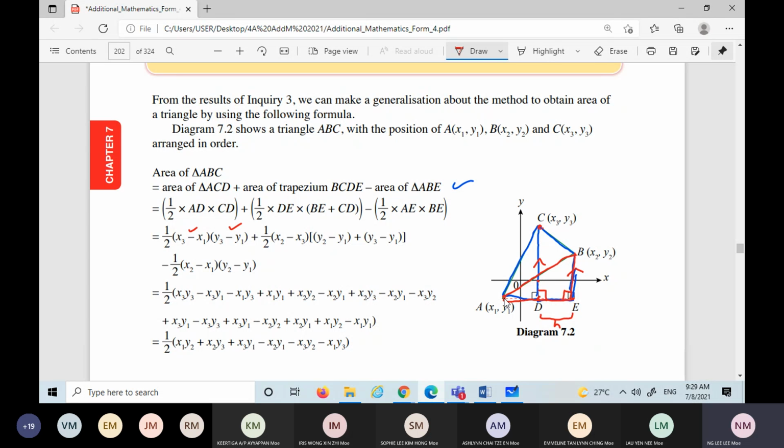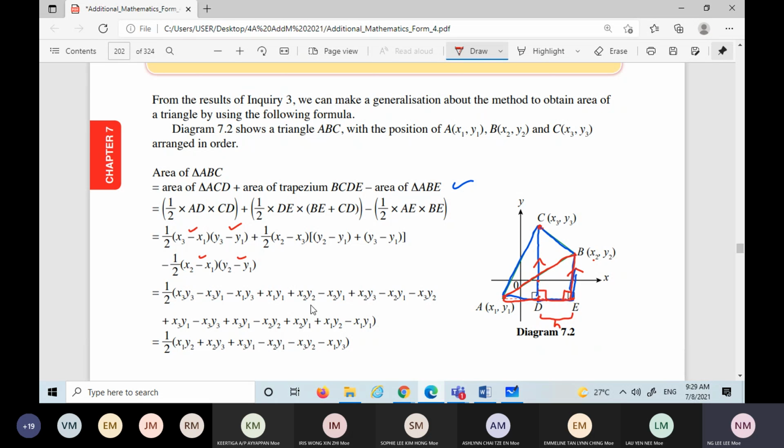After that, minus the area of this triangle, the red color triangle. Same thing, this one will be the base and this one will be the height. For the base, use the x coordinate, x2 minus x1. And for the height, use the y coordinate, y2 minus y1. So this is how you get this formula.